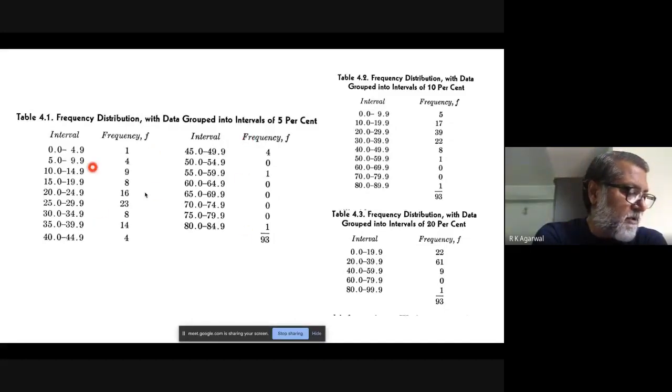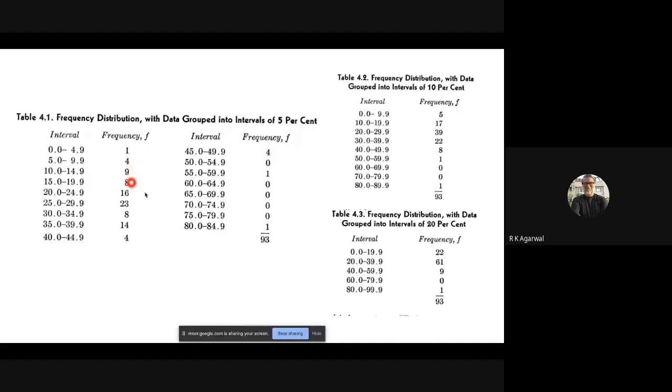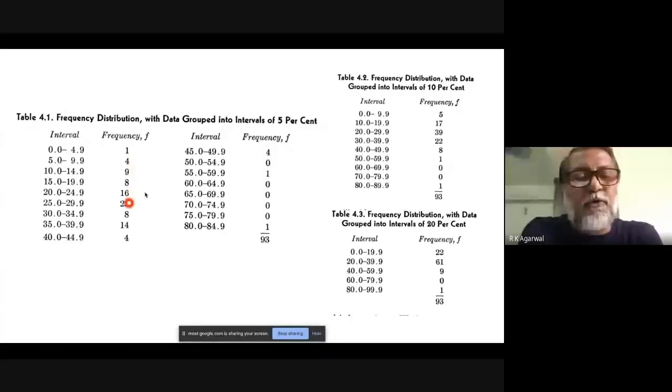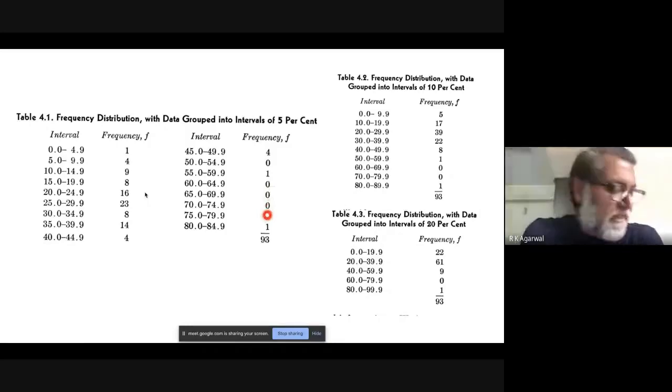This frequency column. What do you notice? First, it goes up, then it falls, then it goes up, again it falls, then goes up, then falls, remains the same, then falls, goes up, and then there are many classes where there's no frequency at all. And then finally you have a class which has one frequency.